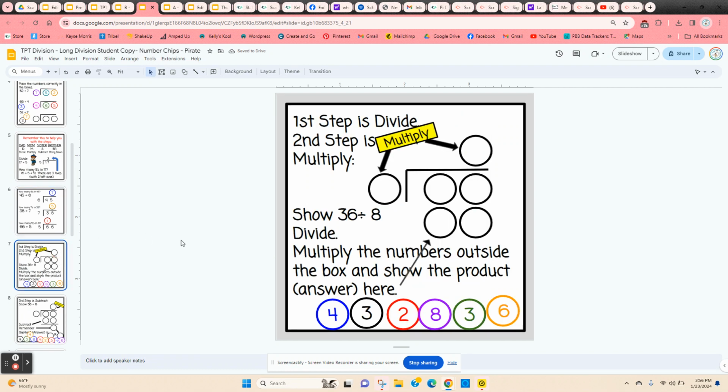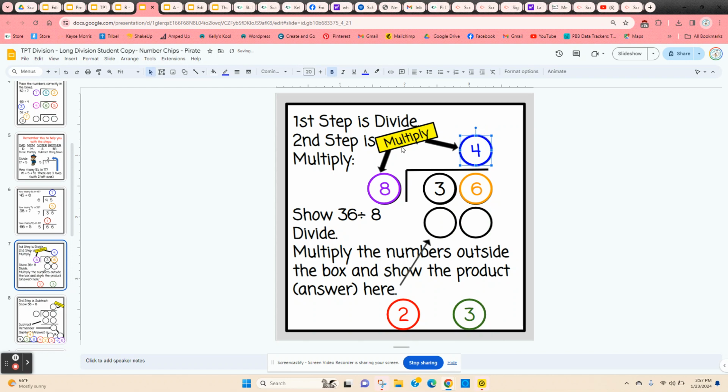So the next slide is going to have the first 2 steps. So they should know where the numbers go. 36 divided by 8. And then they're going to divide. 8 goes into 36 4 times.